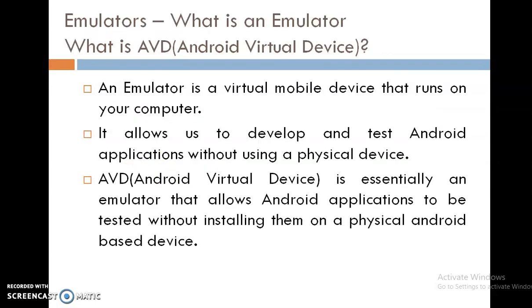Now next topic, emulator. What is an emulator? Then what is an AVD, Android Virtual Device? An emulator is a virtual mobile device that runs on your computer. It allows us to develop and test Android applications without using a physical real device. Now AVD, Android Virtual Device, is essentially an emulator that allows Android applications to be tested without installing them on a physical Android based device.